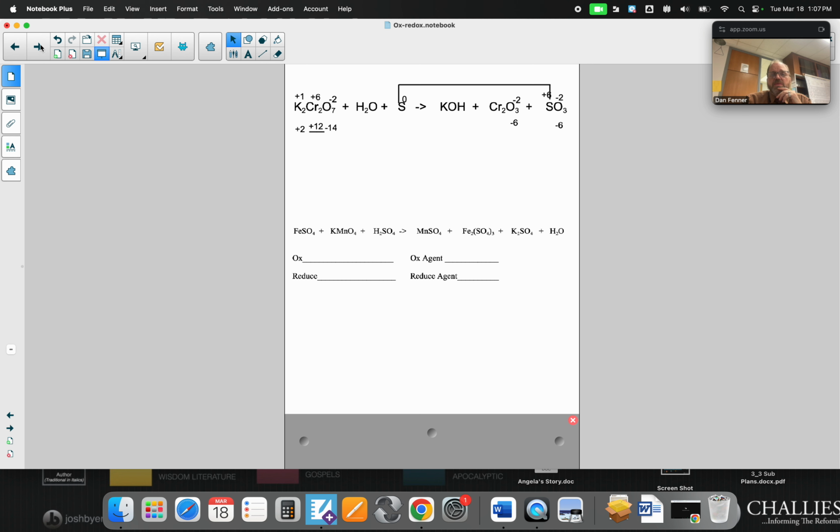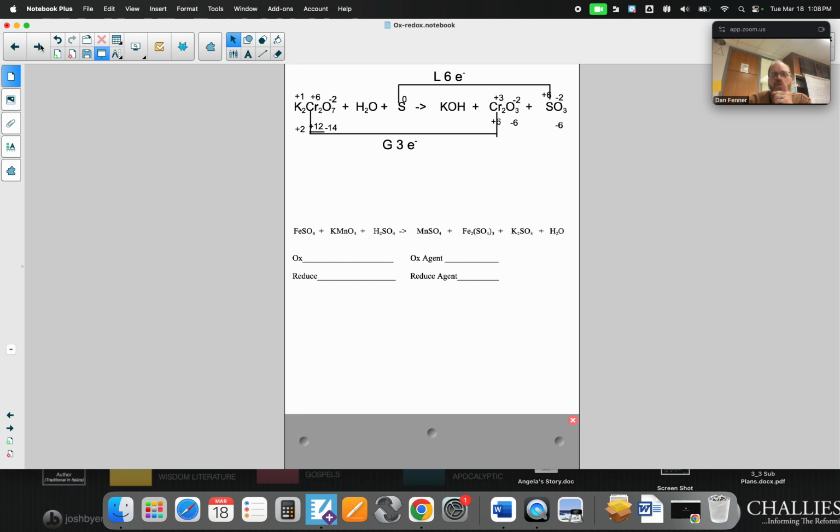Oxygen is -2 times 3 is -6. Chromium would have to be +6, but there's 2. So that's +3. That's a change. I'm going from 0 to +6, going up, losing 6; going 6 to 3, going down, I'm gaining 3 electrons.